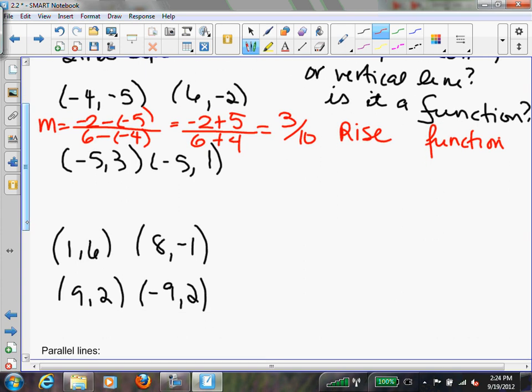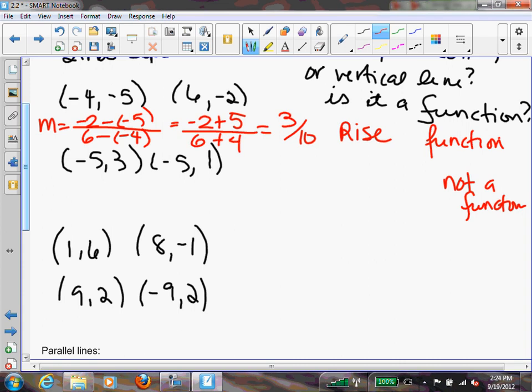Negative 5, 3, negative 5, 1. What do you right away notice about this one? They have the same x, right? Okay, is it a function? We know it's not a function. And the only one that's not a function, is it a horizontal line or a vertical line? Vertical line. What is the equation of this one going to be? What does x equal always? Negative 5. All right, so we should know that if this is vertical, what slope should we get?